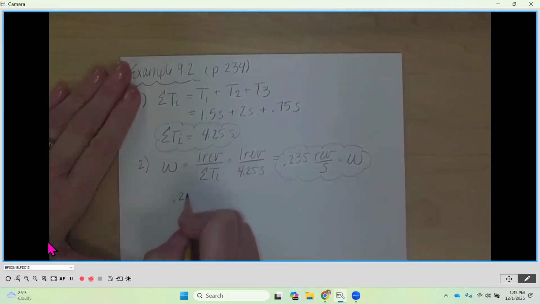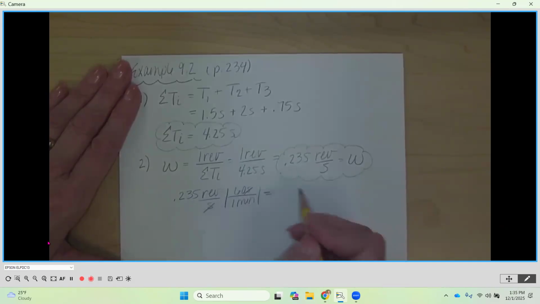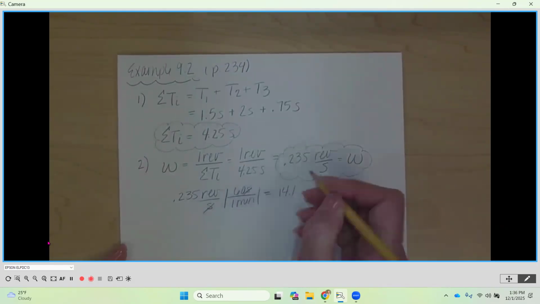If we take this 0.235 revolutions per second, we just want to convert that to revolutions per minute. So we're going to keep the revolutions up here, and we have seconds on the bottom. We know that there's 60 seconds in 1 minute, right? Seconds cancel, so this is now going to be in revolutions per minute. So 0.235 times 60 looks like that's 14.1 RPMs is equal to W.